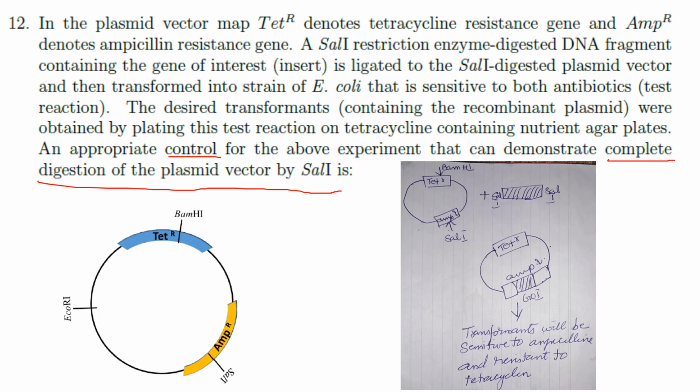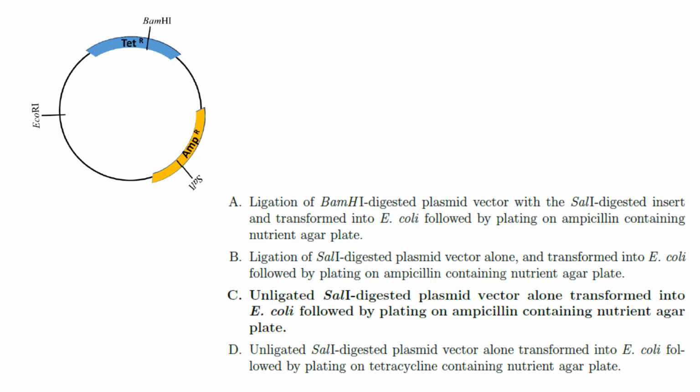Okay. Now come to the options. Option A: ligation of BAM-H1 digested plasmid vector with SAL1 digested insert and transformed into E. coli followed by plating on ampicillin containing nutrient agar plate. So if you ligate a BAM-H1 digested plasmid vector, that is tetracycline resistance, with the SAL1 digested gene of interest, you cannot ligate because one is digested with BAM-H1 and the other is digested with SAL1. You cannot ligate both of them because they will not have compatible ends to join. So in option 1, you are not going to get a correct ligation. So that's not correct. Here you have to see whether the vector is completely digested.